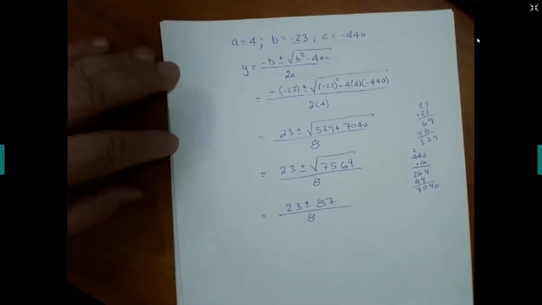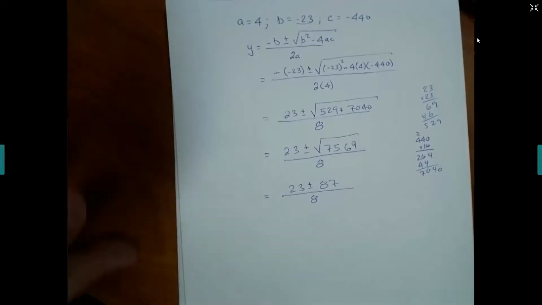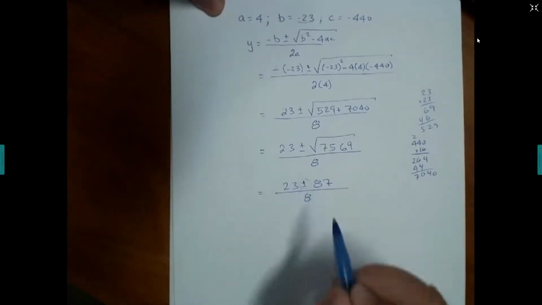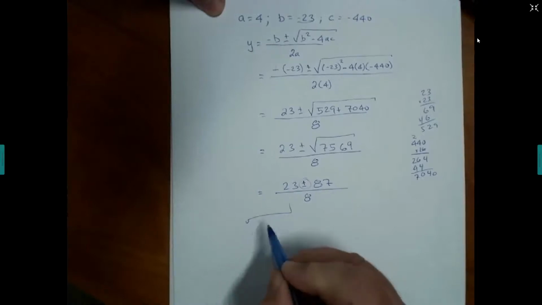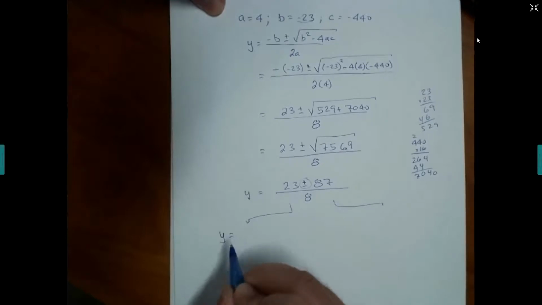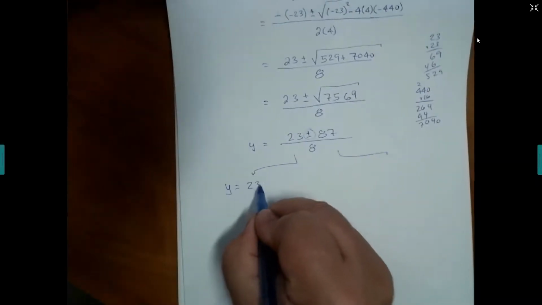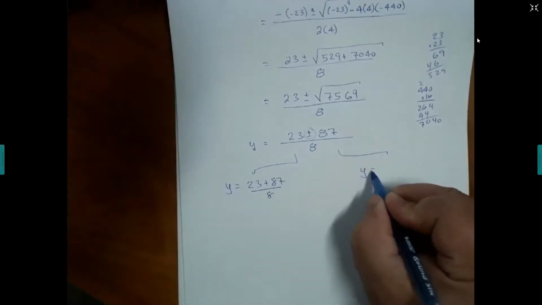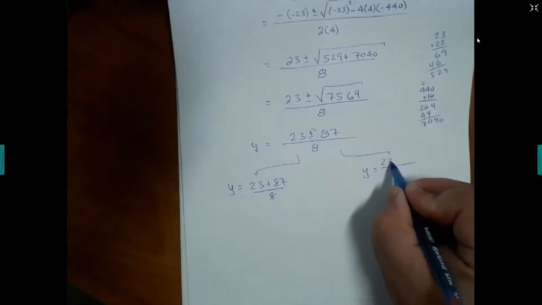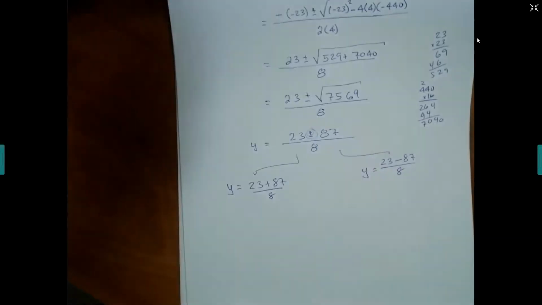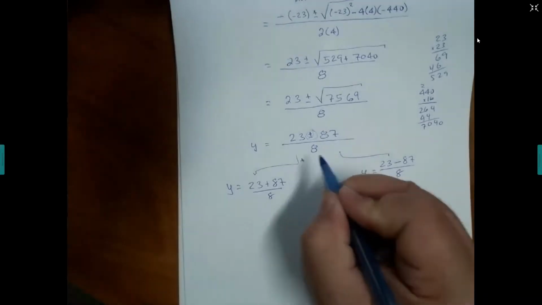87 over 8. So far, so good. I mean, nothing was really difficult. It's just all a bunch of math, adding, subtracting, multiplying. So now, because of this, we have two possible answers. Remember, this is y. So y is equal to 23 plus 87 over 8. And y equals 23 minus 87 over 8. We have to do one side that's plus, one side that's minus. This is the plus side, this is the minus.